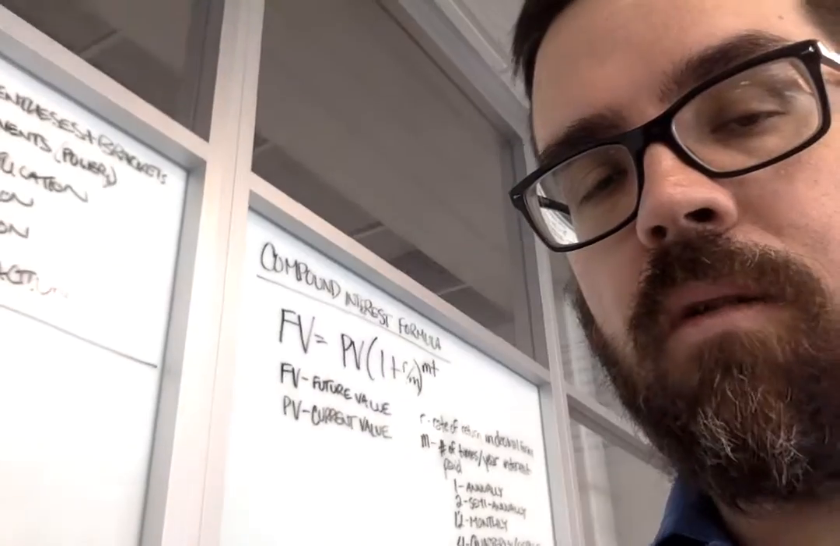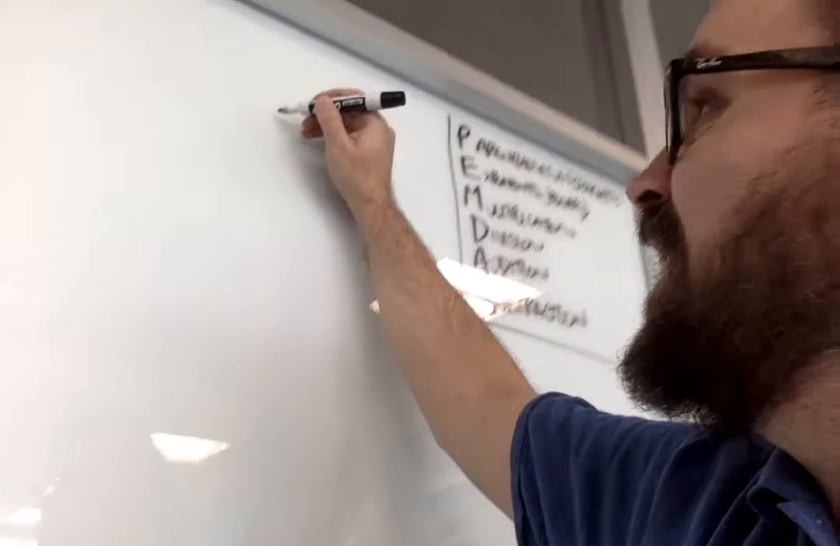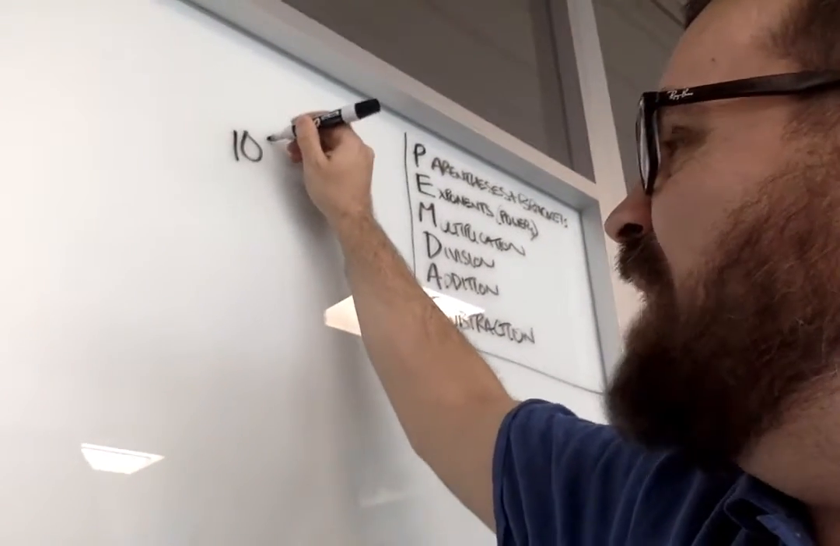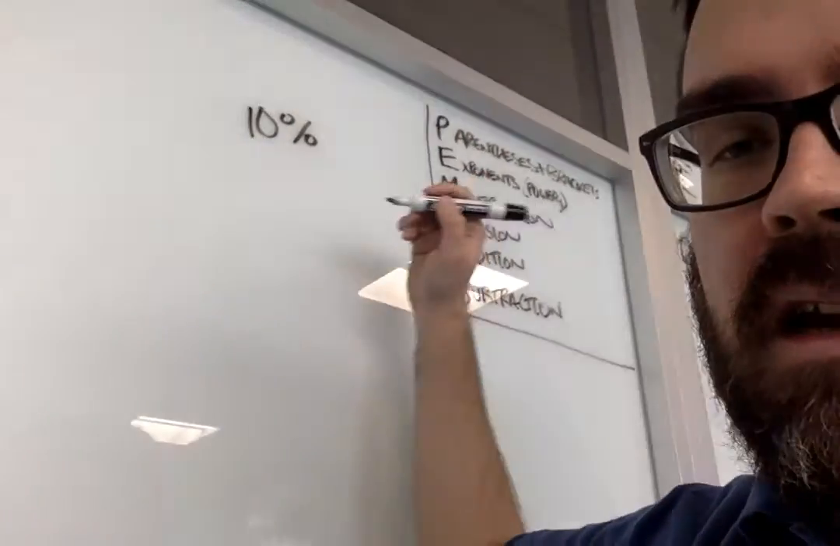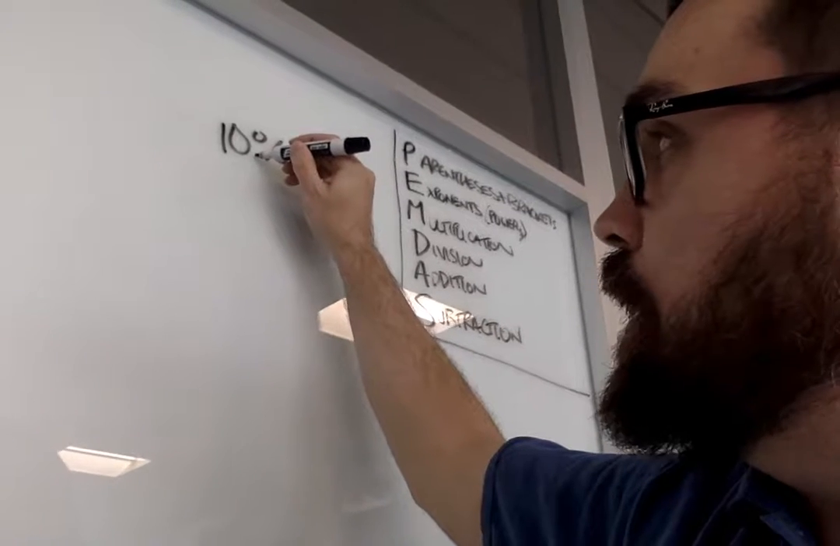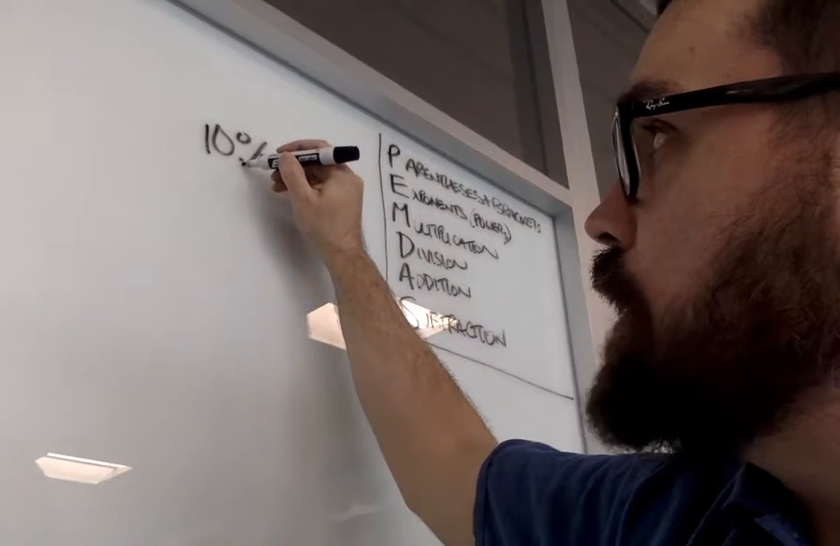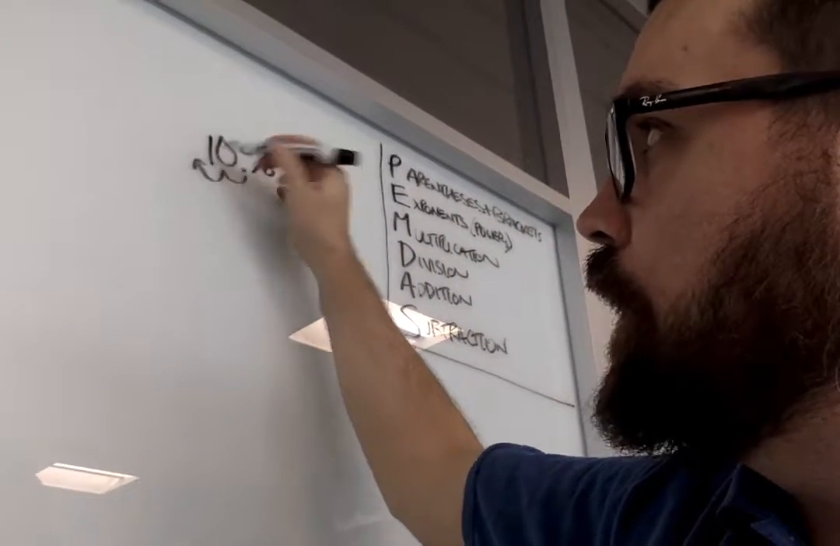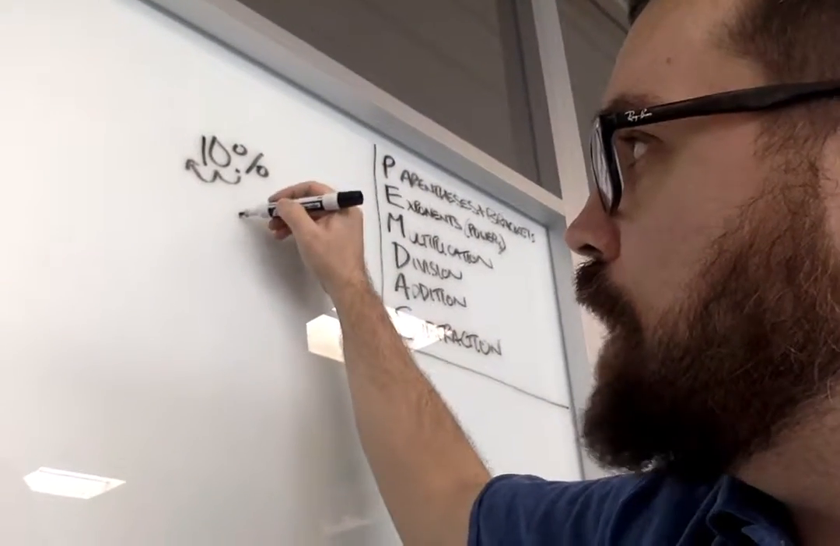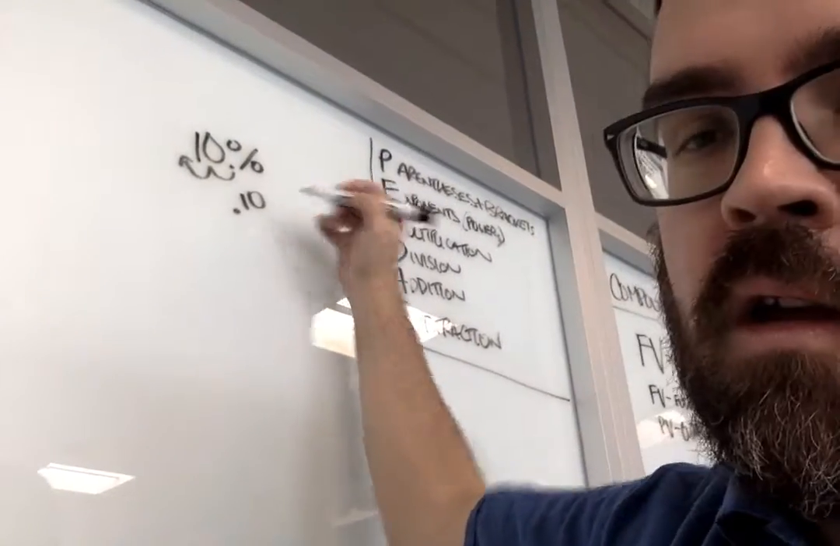That's the interest rate you're earning on your investments. One more thing that we need to review really quickly is if I have 10%, what you need to do is imagine the decimal there, the imaginary decimal, and just move it over 2 places to the left. So 10% is going to be 0.10.